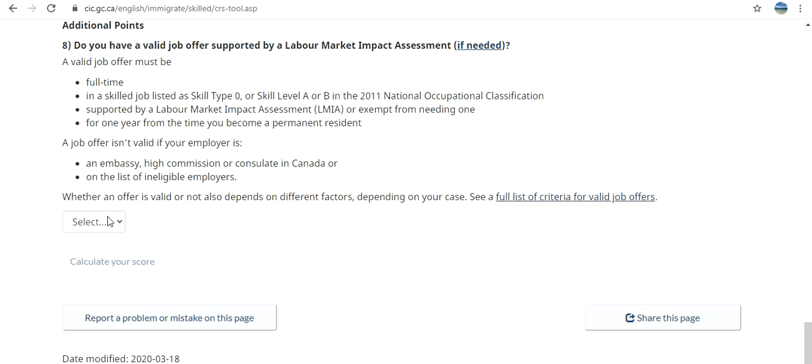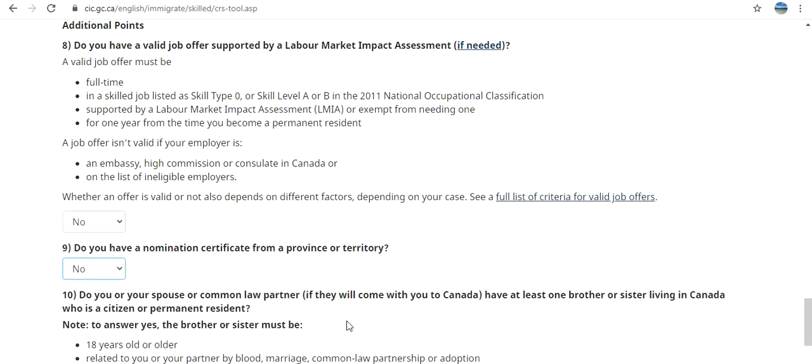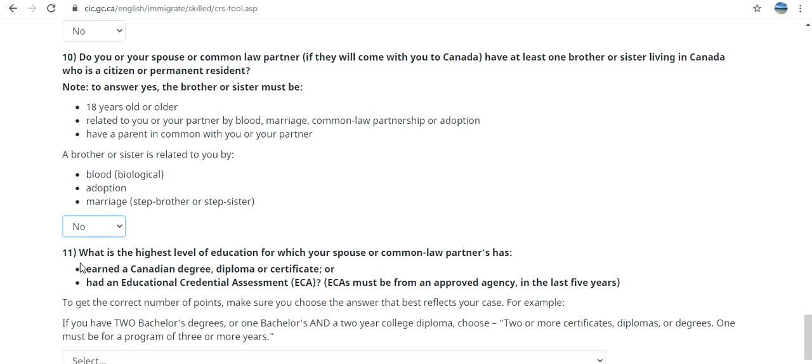Do you have a valid job offer? No. Do you have a nomination from a province or territory? No. Now this area: do you have at least one brother or sister living in Canada who is a citizen or permanent resident? Let's say no, but if yes, then definitely write yes.